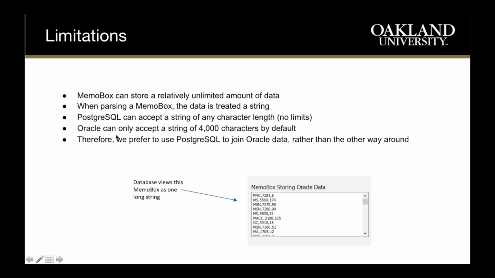With Oracle, I tried to do it the reverse, where we're joining together Postgres data in an Oracle query, but I discovered that Oracle can only accept a string of 4,000 characters by default. When I went over 4,000 characters, Argos threw an error that the Oracle database had an error. Apparently there are some ways around this by adjusting your underlying Banner database, but I didn't want to get my IT department involved in that. Therefore, we prefer to use Postgres to join Oracle data rather than the other way around, just because there are no limitations.